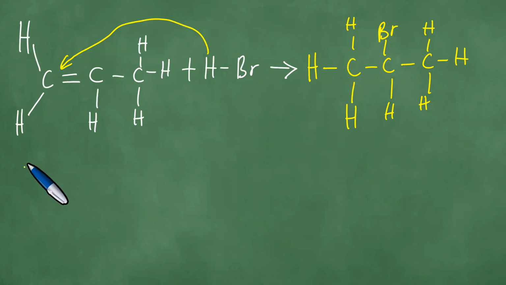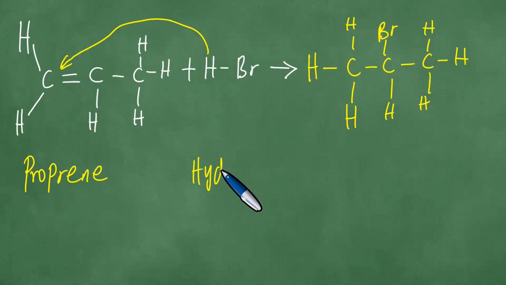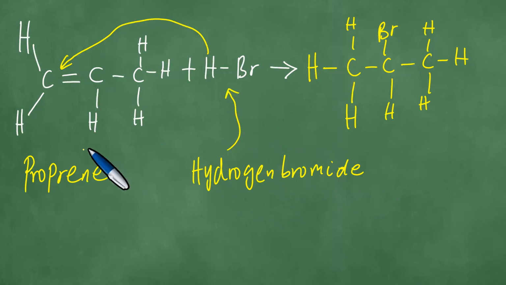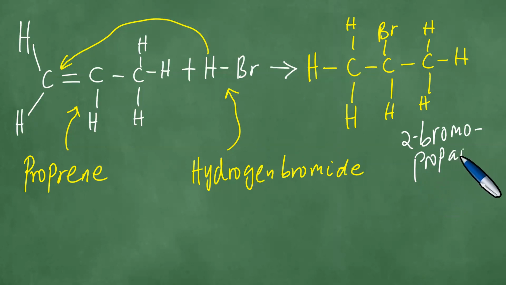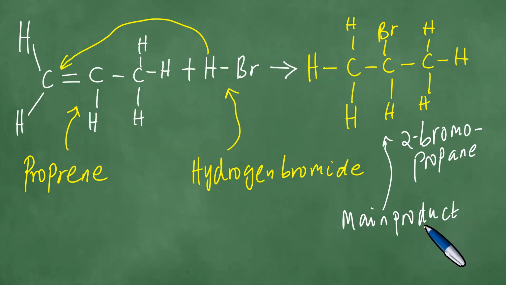And so let us write down the names. So first and foremost, this one is called propene. And this one here is called hydrogen bromide. Okay, so this is called hydrogen bromide, and this is called propene, and the last one then is called 2-bromopropane. Right, it is called 2-bromopropane, like so. Okay, and this here is actually the main product. The main product of this particular chemical equation.